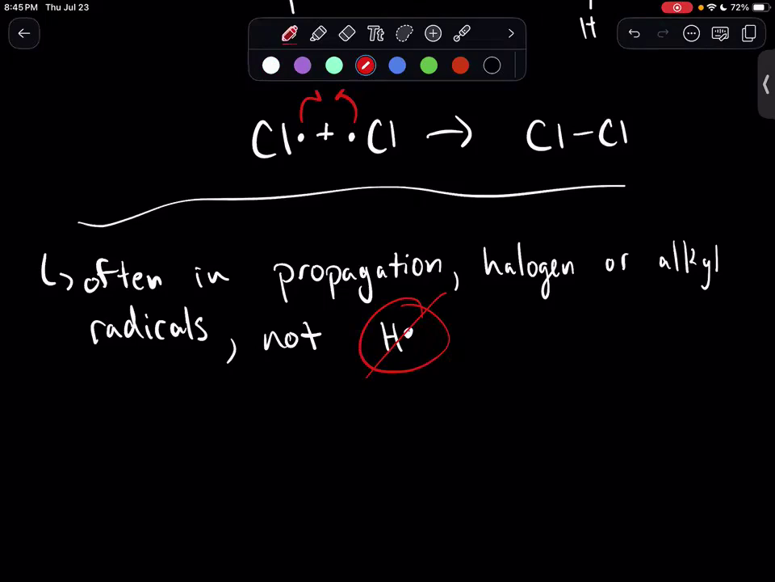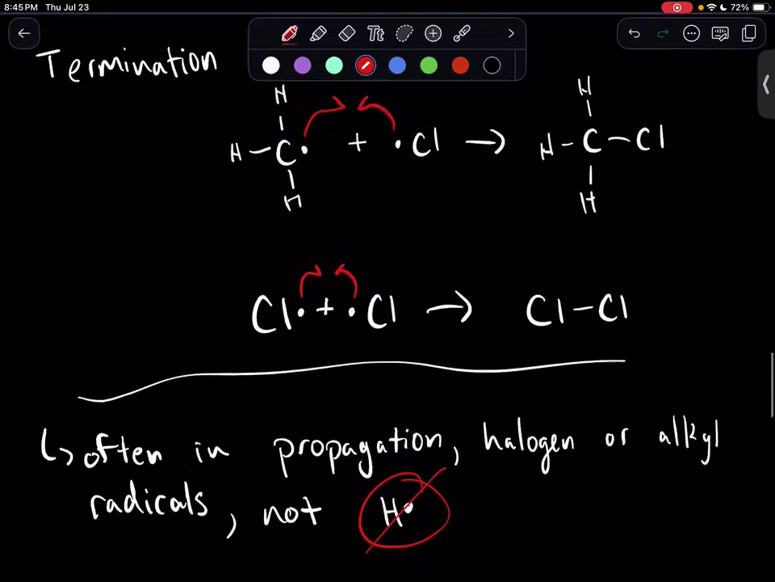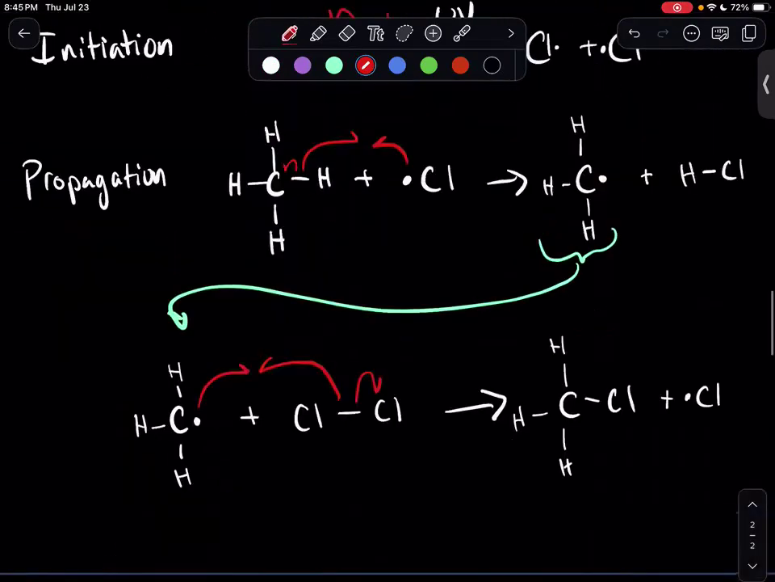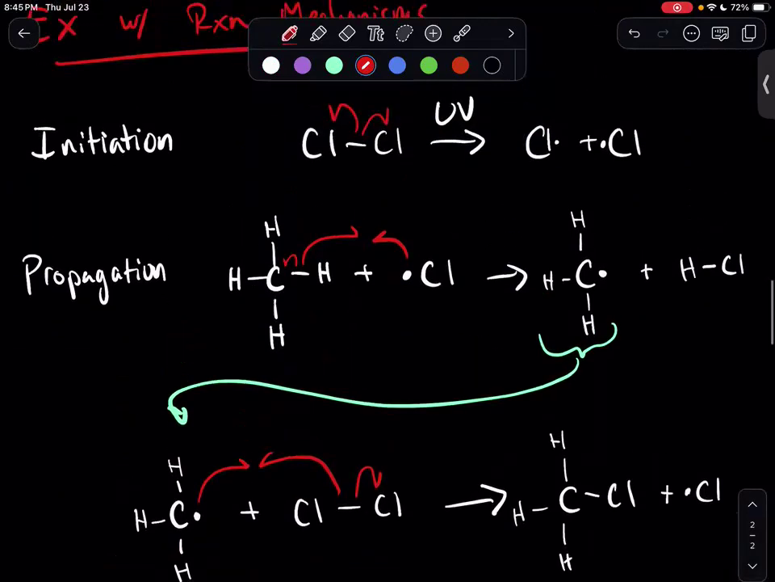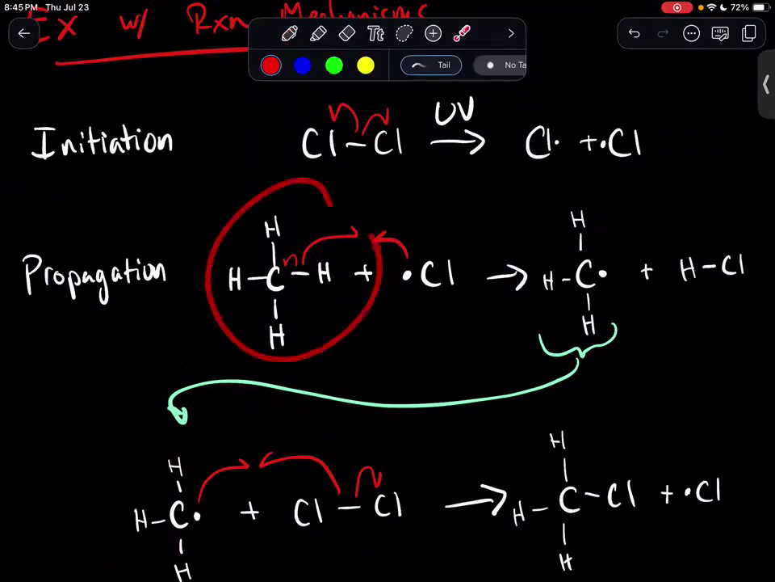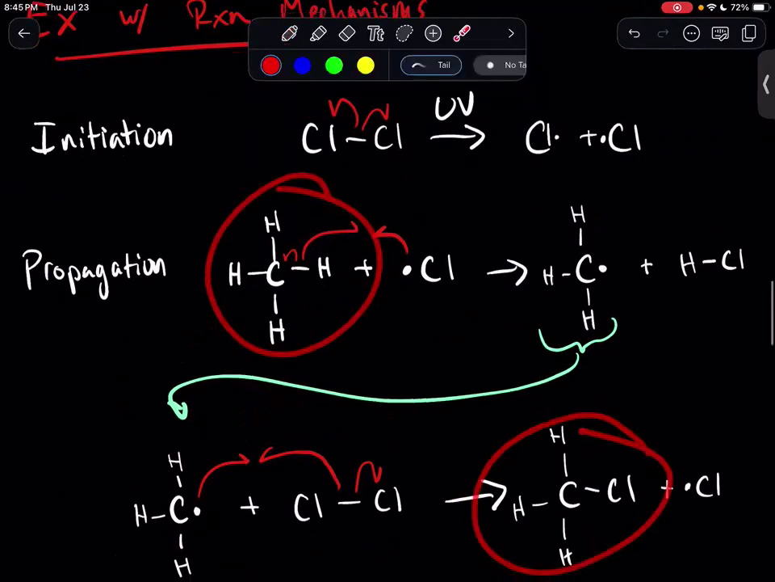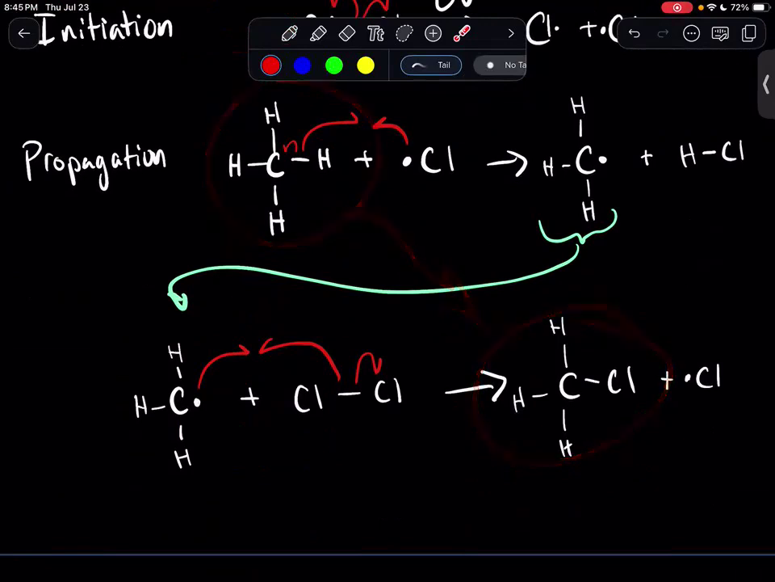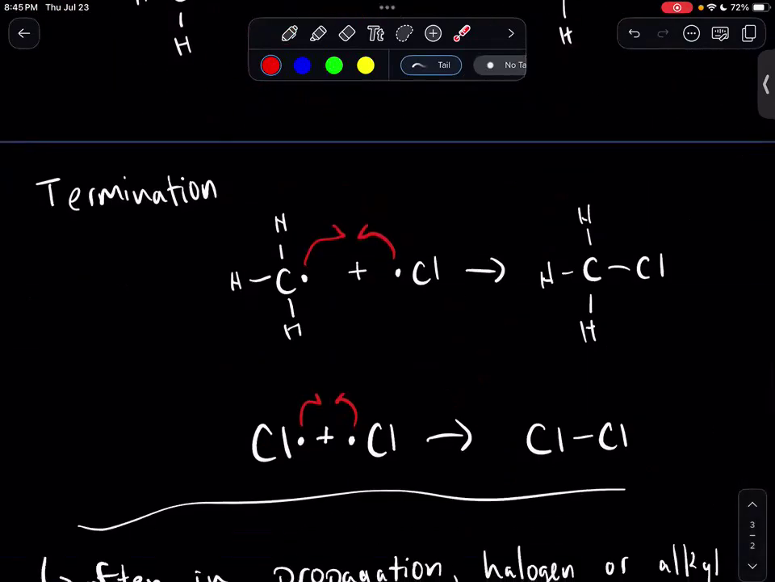Hopefully this helps you understand a little more about substitution, as we'll see that we just go from a methane early on in our propagation step, and we substitute in a chlorine. So we can kind of get that substitution. We're replacing a hydrogen with a chlorine. So this is where that comes from.